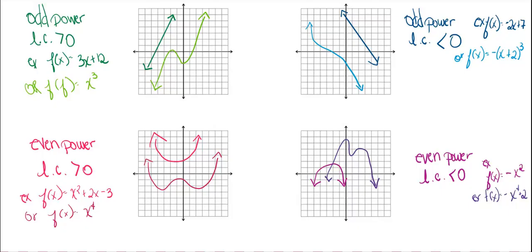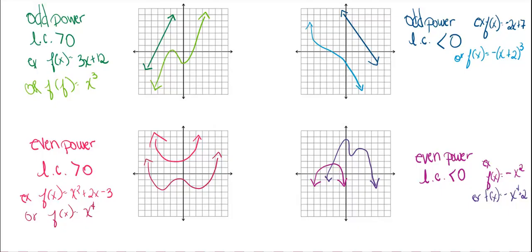If the function has an even power and its leading coefficient is greater than 0, it's going to open up. In other words, as x approaches negative infinity, y is going to approach positive infinity, and as x approaches positive infinity, y is also going to approach positive infinity. Now, yes, the graph will decrease over an interval until it starts increasing, but its end behaviors are as x goes to both negative and positive infinity, y is going to approach positive infinity.